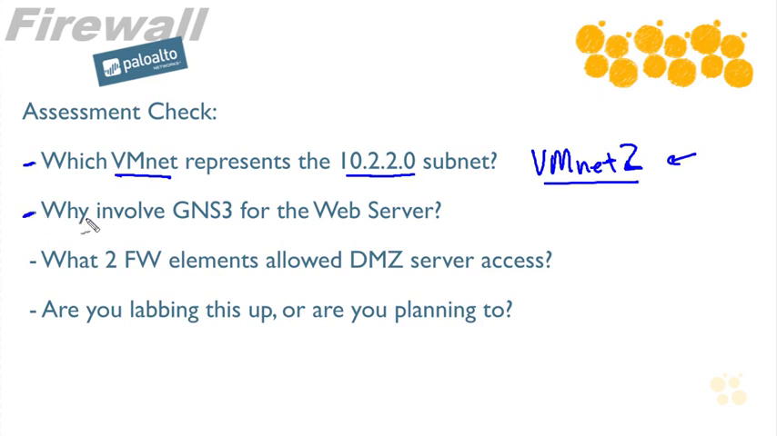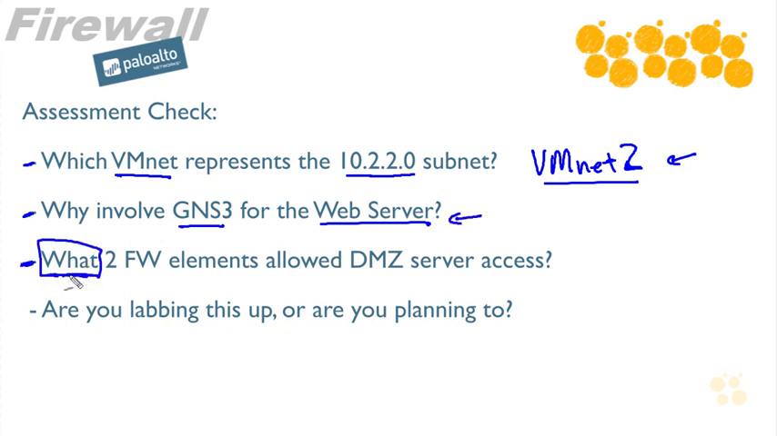Question number 2. Why involve GNS3 at all for the web server? And one of the answers to that is it is so stinking easy. If you have GNS3 currently running and up and functional, adding a little router, putting a few lines of configuration in is really easy and you're up and running. Now, if you are really comfortable with some other operating system, maybe Linux or Windows, that has web services and you want to add that into VMware Workstation and associate it with VMnet 2, that's great as well. I just want to give additional options for people who wanted to make it as simple as possible.